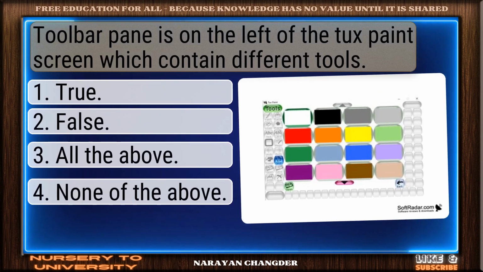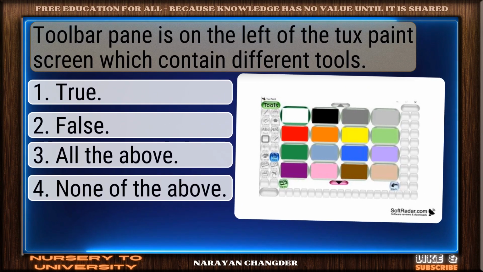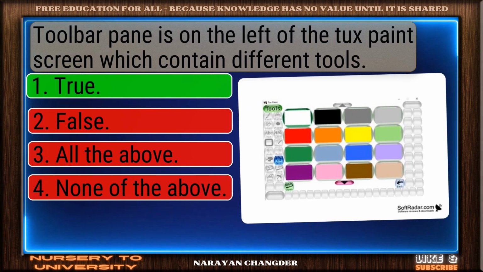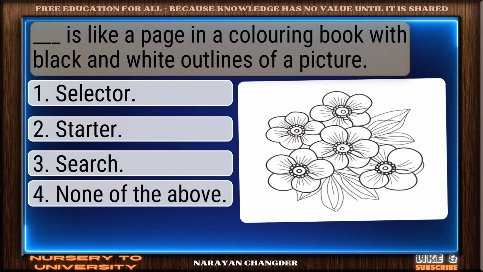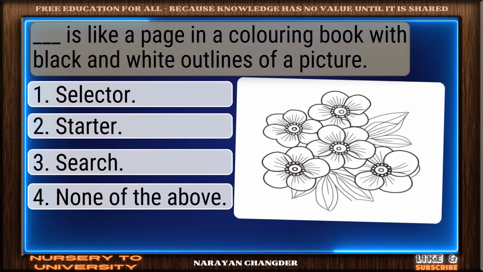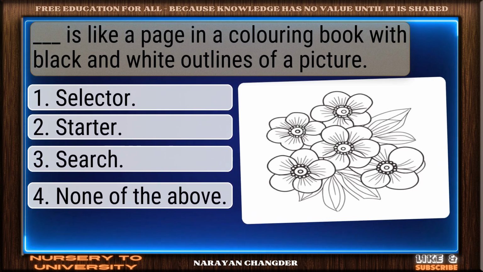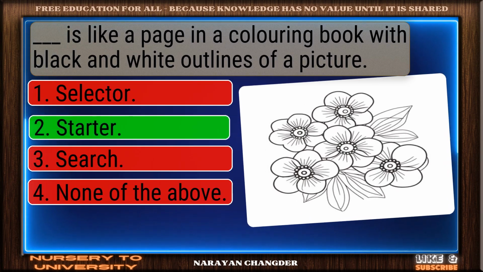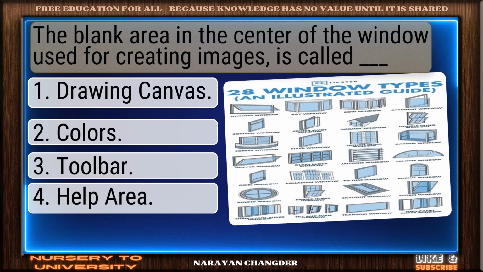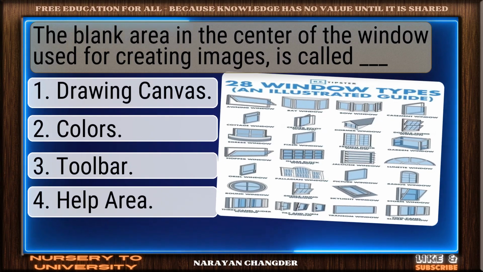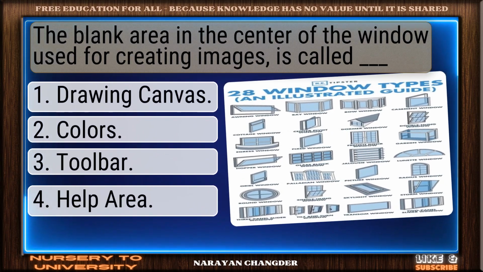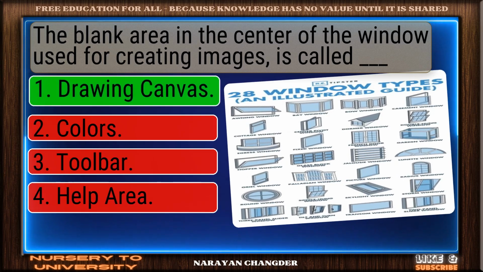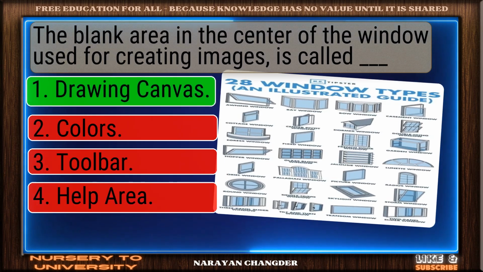Toolbar pane is on the left of the Tux Paint screen, which contains different tools. Sharp thinking. True is right. Dash is like a page in a coloring book with black and white outlines of a picture. Good job. Starter works well. The blank area in the center of the window used for creating images is called Dash. Well picked. Drawing canvas is correct.